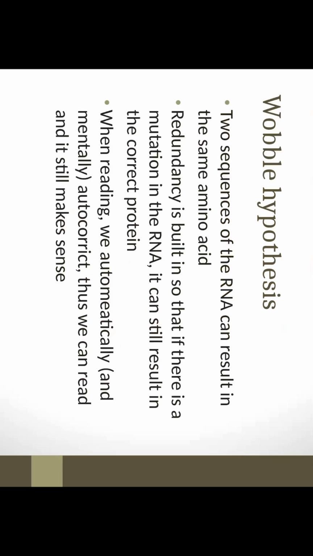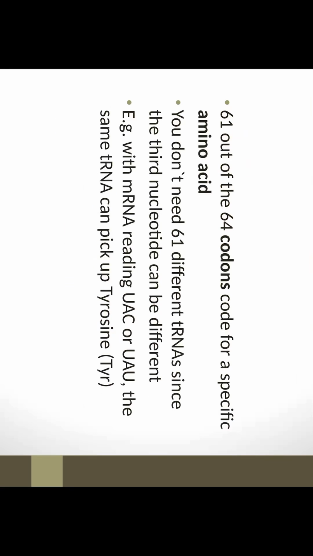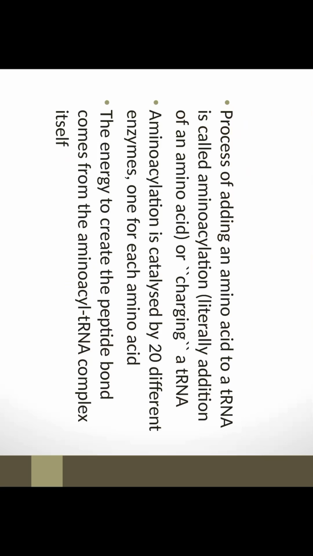So we talked about this before, the wobble hypothesis, where you can get that redundancy built in to correct for mutations. You can see when we're reading, we automatically and mentally autocorrect, so we can still read it and it makes sense. I had 2 errors there, but you could still see the problem. Because of the wobble hypothesis, you don't actually need 61 different tRNAs, because one tRNA can code for a few different things, but it still only picks up one amino acid.